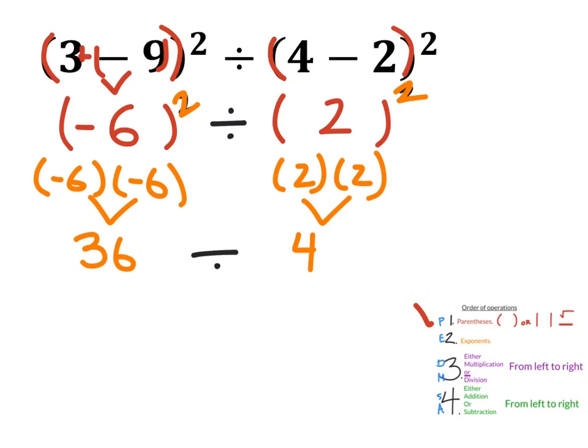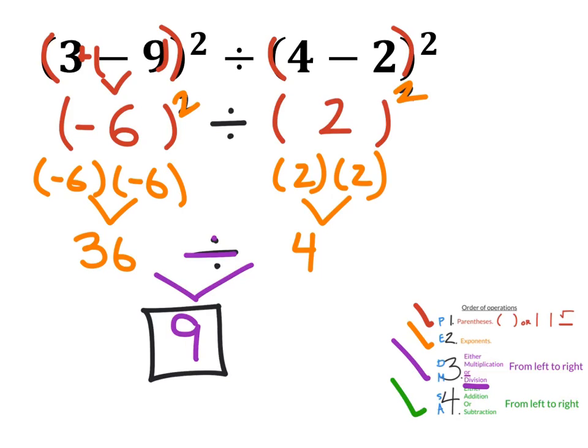And looking at this problem now, there is no more exponents, so I can check that off. But then I've got the division part of this right here. And 36 divided by 4 is 9. Now there's no other operations. It completes the division, which means it also completes the addition and subtraction because there's no more operations. But this would be our final answer right here, 9.